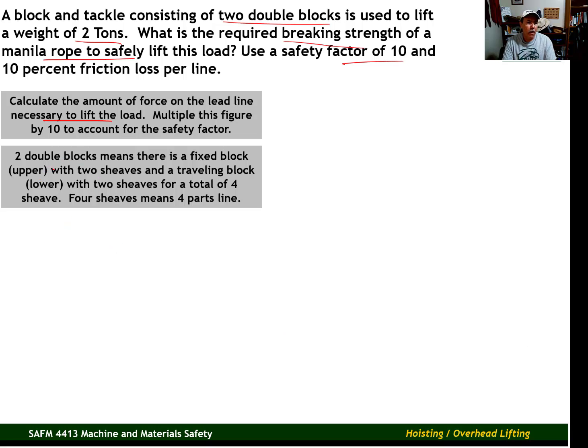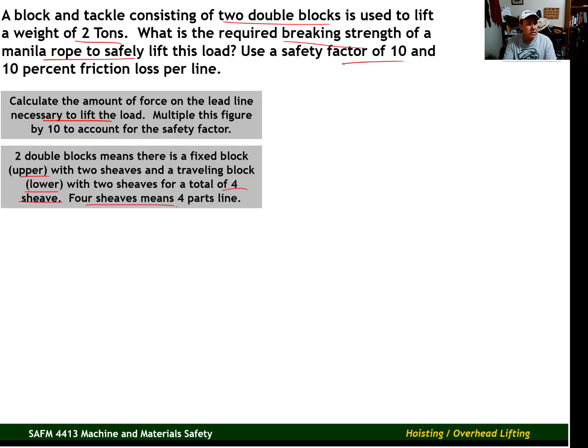But how many parts of line do we have? We need to figure that out first. 2 double blocks means there is a fixed block or an upper block with 2 sheaves and a traveling block or a lower block with 2 sheaves. We have a total of 4 sheaves, which is 4 parts of line. 4 sheaves, 4 parts of line in this example.